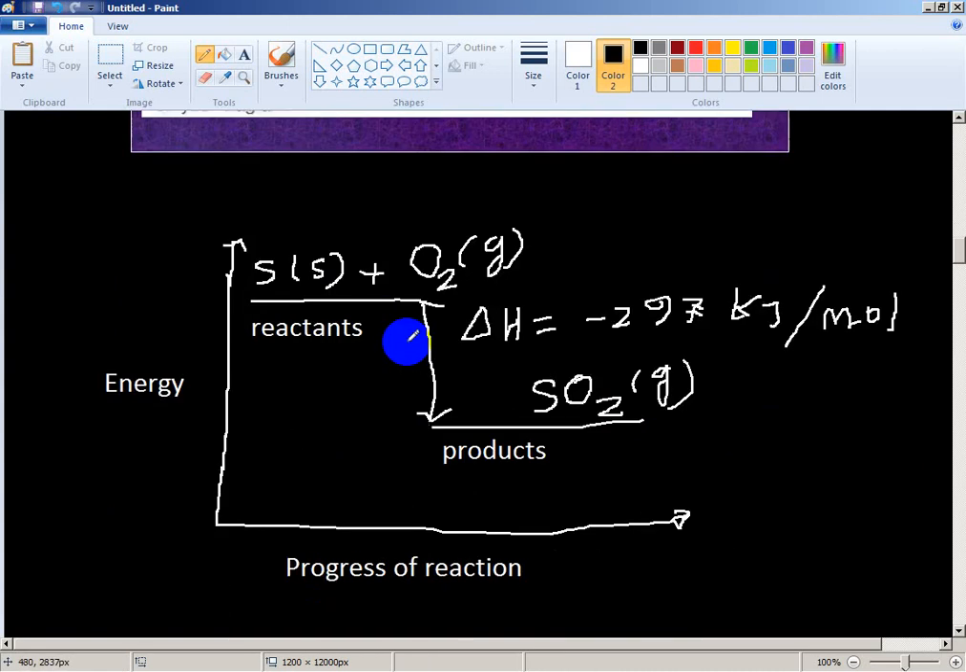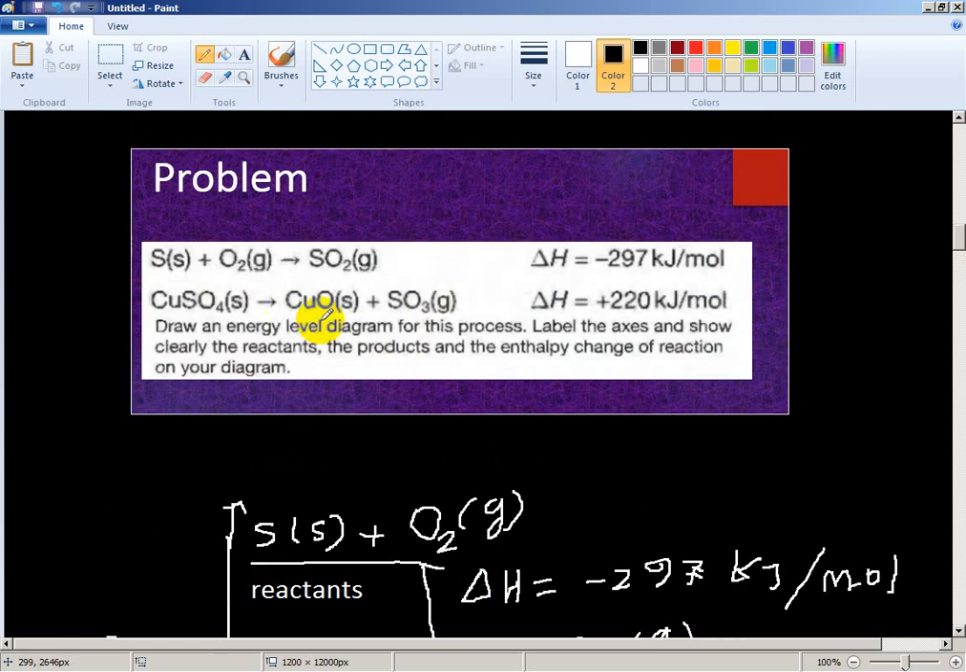You solve the second reaction. Draw an energy level diagram, label the axes, and show clearly the reactant and products and the enthalpy change of reaction on your diagram. You solve question number 2 for this reaction: copper sulfate from copper oxide and sulfur trioxide. Here the reactant is copper sulfate. Submit to my WhatsApp number. Solve now.